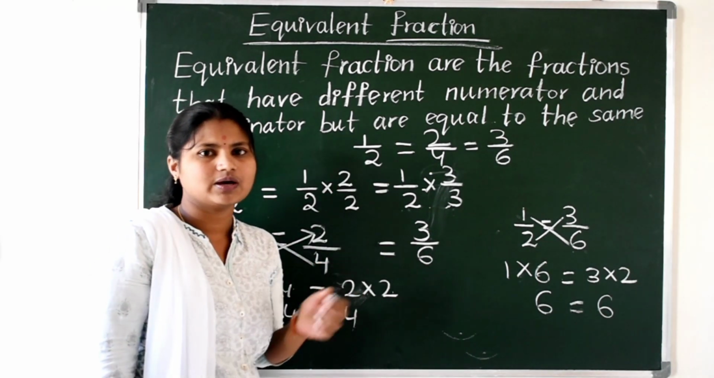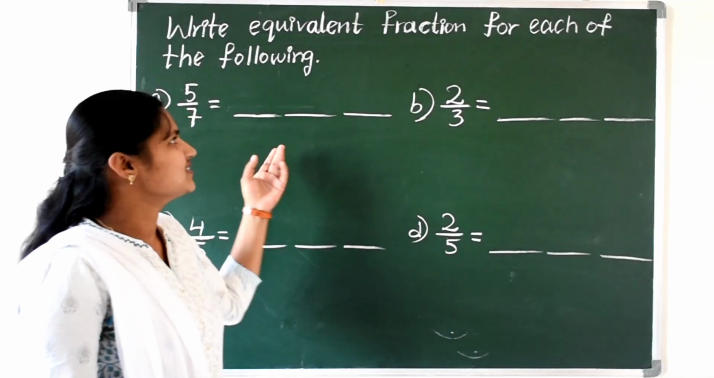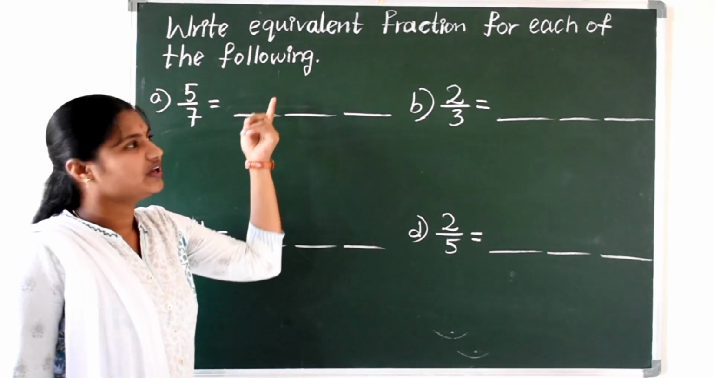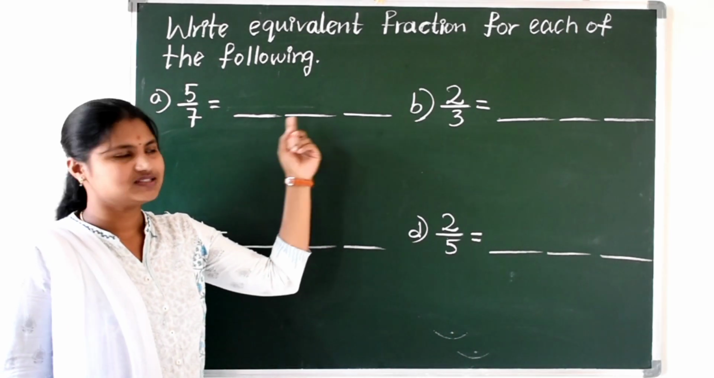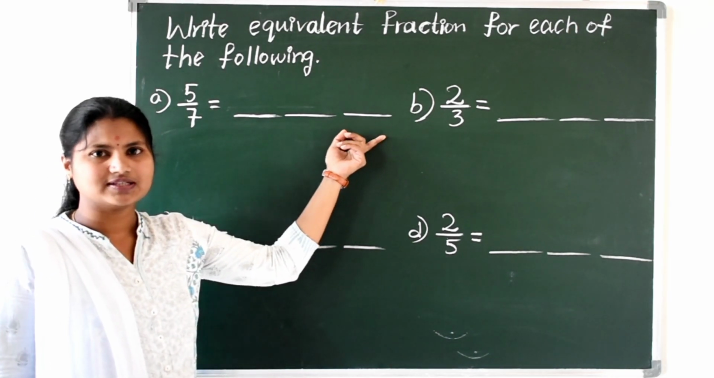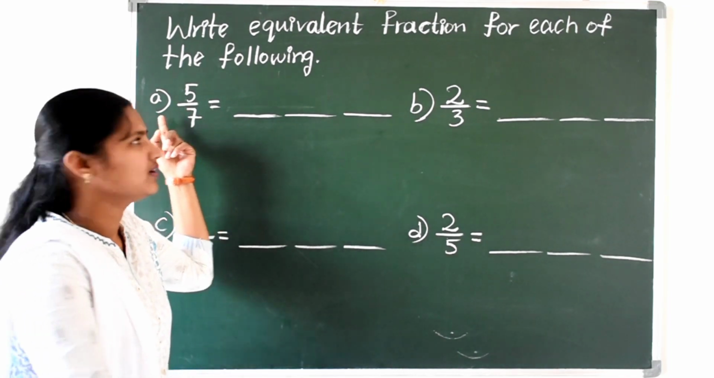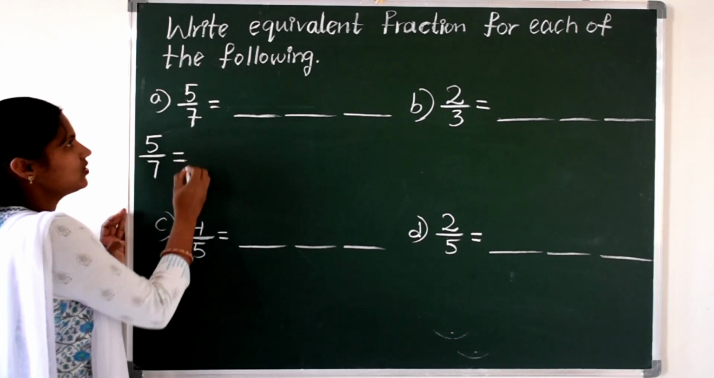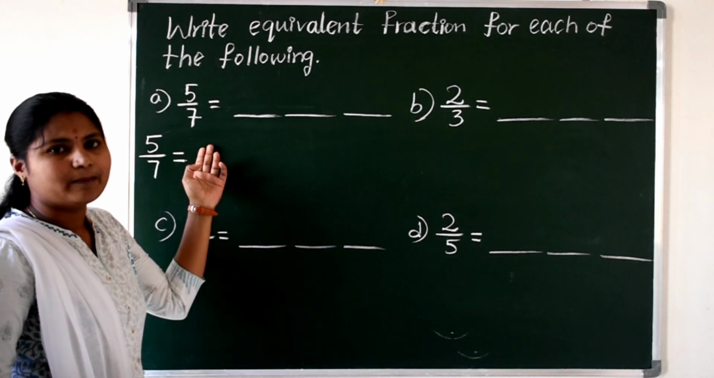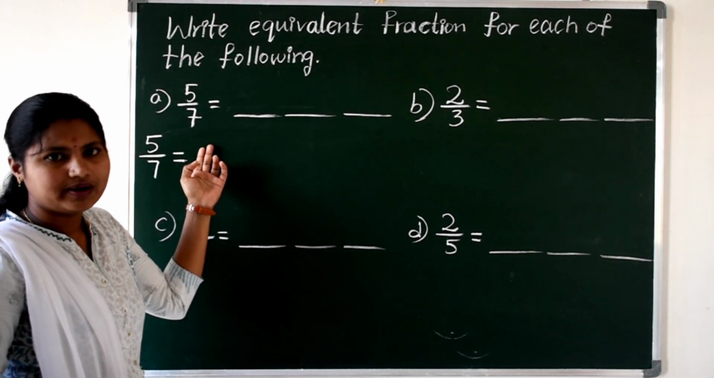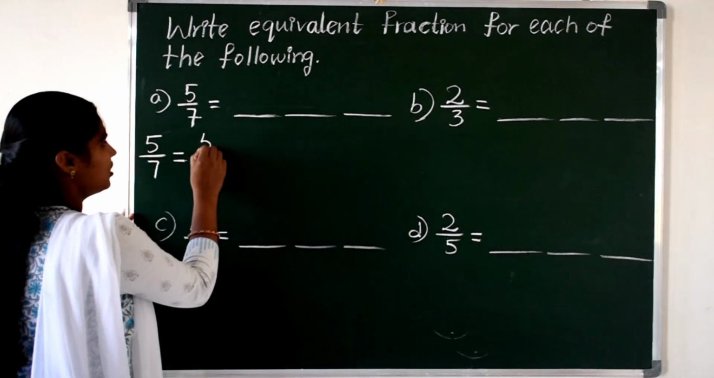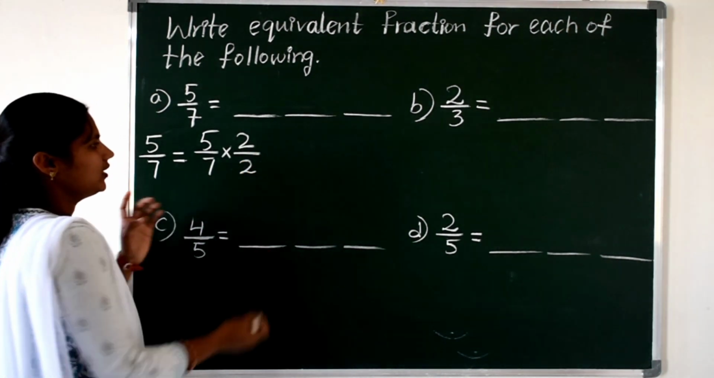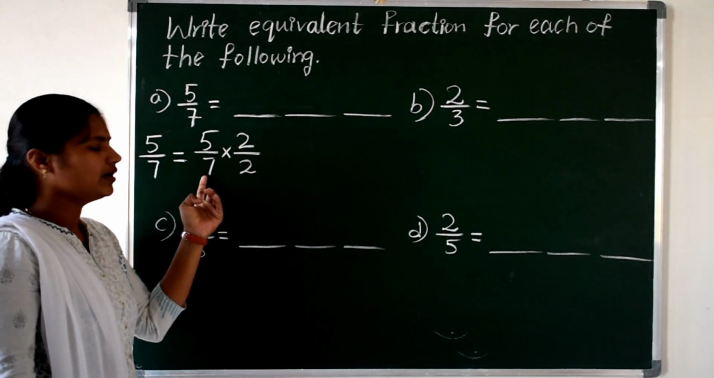We will take some examples and write. Let us see this exercise. Write equivalent fractions for each of the following. Here we have to write how many equivalent fractions? Yes, 3 equivalent fractions for the given fraction. What is the given fraction? 5 by 7. How to write equivalent fractions? Multiply the numerator and denominator by the same number. I am taking the first number 2, multiplying the numerator with 2 and the denominator with 2.